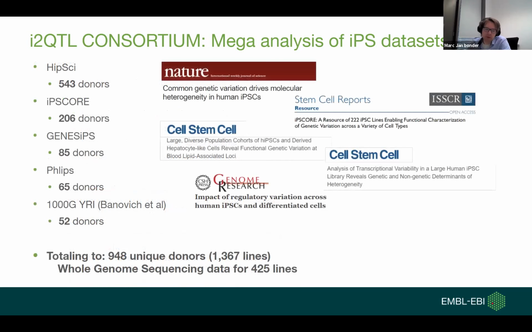Within the consortium, we reprocessed and reanalyzed data from 5 different cohorts: the HipSci cohort, the iPSCORE cohort, GENESiPS, Phillips, and iPSC samples from the 1000 Genomes study. In total, we analyzed close to 950 unique donors, and we looked at a total of 1,400 iPSC lines, so for some donors we had more than one iPSC line available. For all of these samples, we had chip genotypes and RNA-seq data. And for some of the lines, 425 of them, we also had whole genome sequencing data, so that's where we could look at structural variation and rare variants.